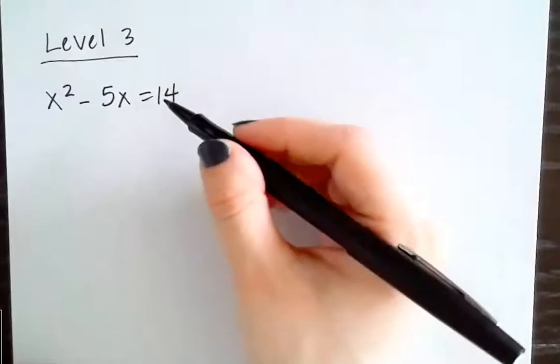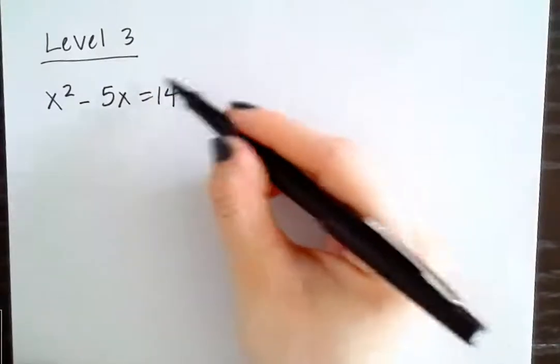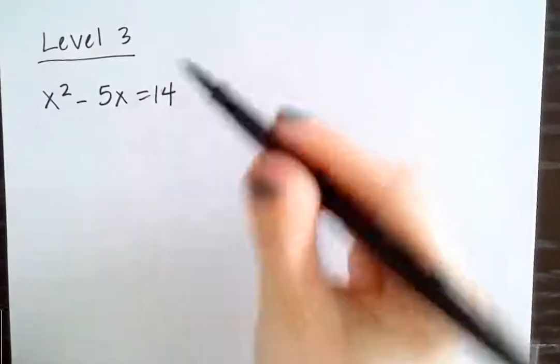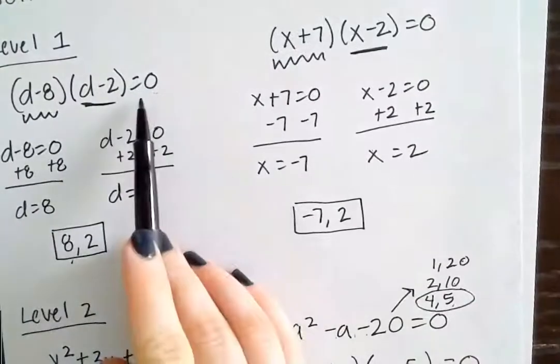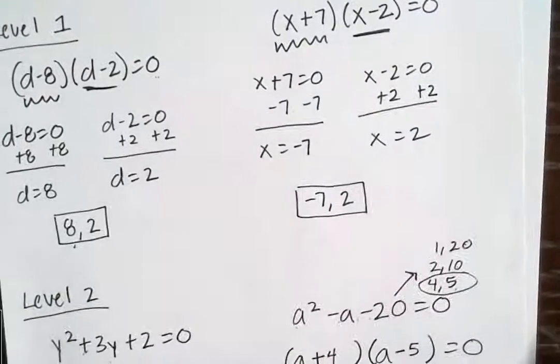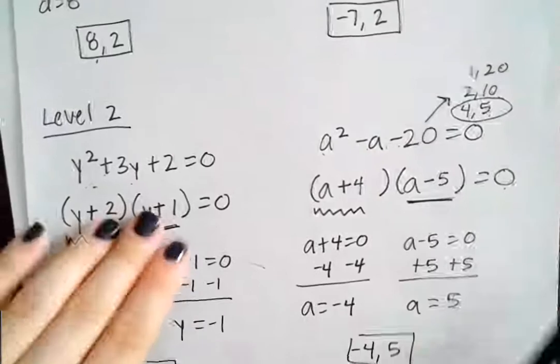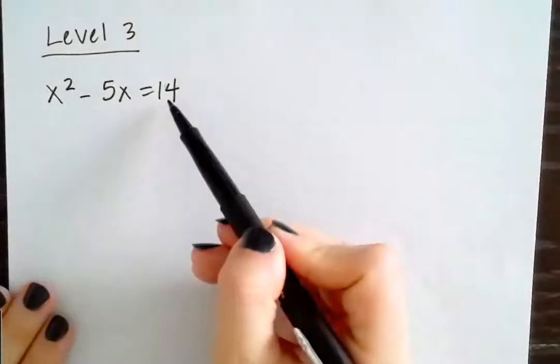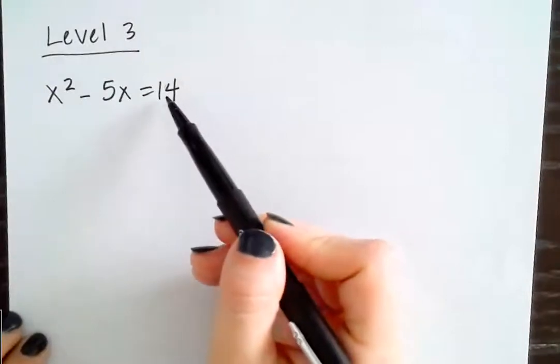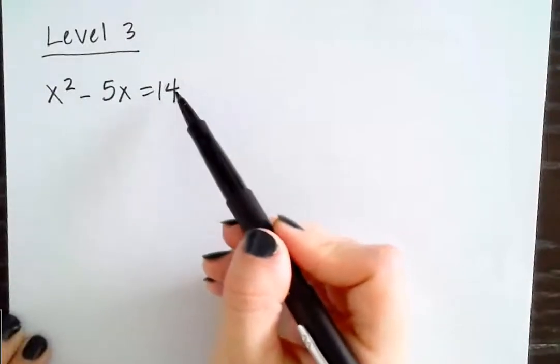Okay, so think about it. What does our equation have to equal over here? On all of our other ones, if we look, bring this back, it equaled 0, equals 0, equals 0, equals 0. So I want my equation to equal 0. But right now mine equals 14. How am I going to make that a 0?